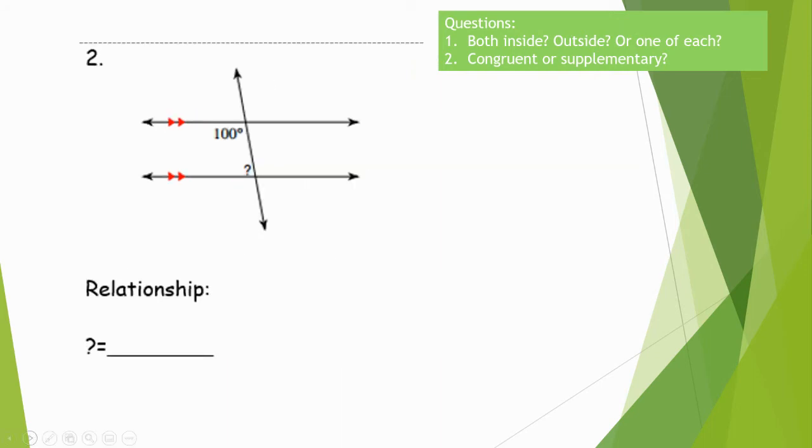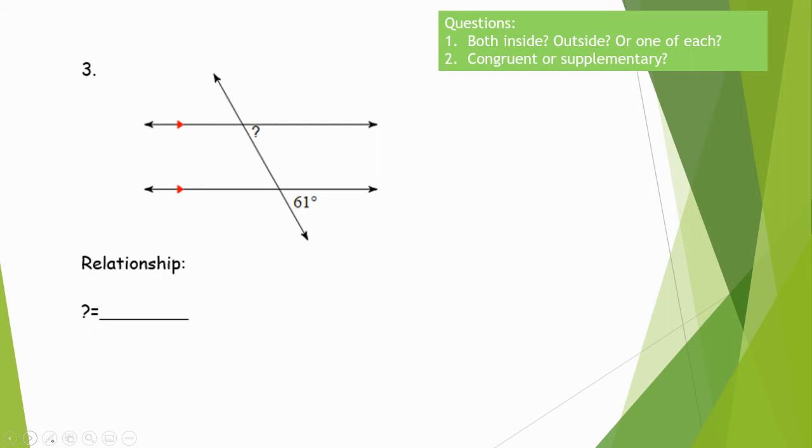Okay, we keep asking ourselves these questions over and over again: both inside, outside, or one of each. Again, these are both inside. This time they're same side interior, or consecutive interior, and those happen to be supplementary. Everything's congruent except for this one. So that means 100 plus the question mark equals 180 degrees, leaving the question mark being 80 degrees.